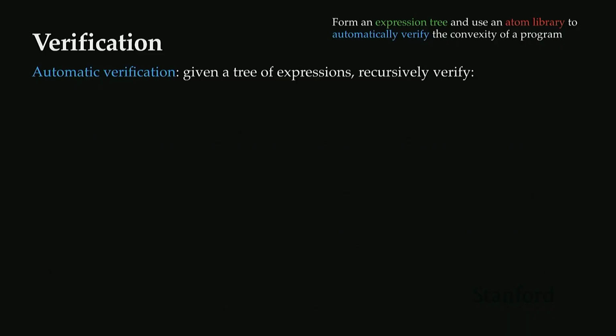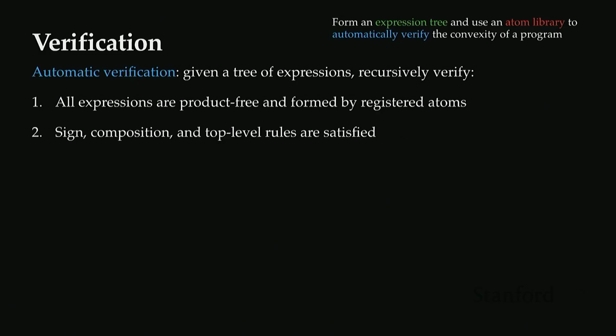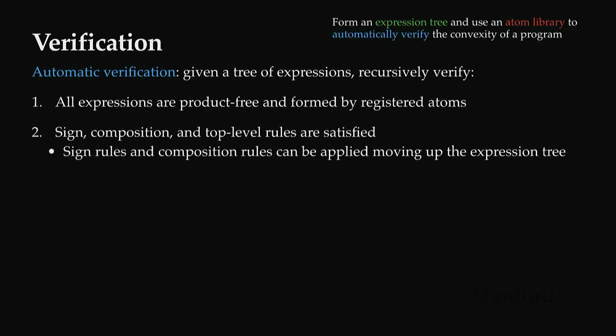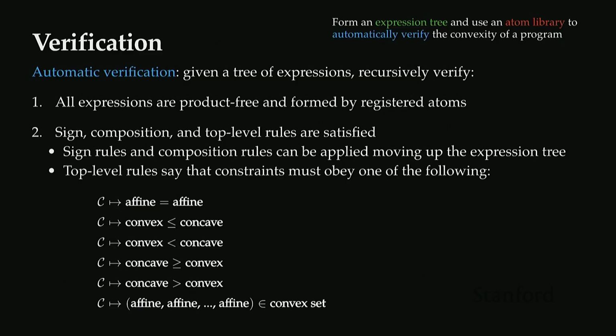That's great. So given these atom libraries and now a tree, verification just recursively verifies two things. One, that all expressions are product free and formed by registered atoms. And two, that sign, composition, and top level rules are satisfied. So we've seen the sign and composition rules. The top level rules just say that, one, the actual objective is convex, and two, the constraints all satisfy one of these forms here.